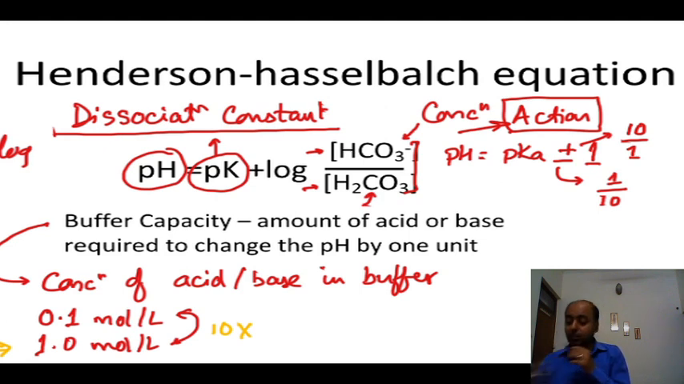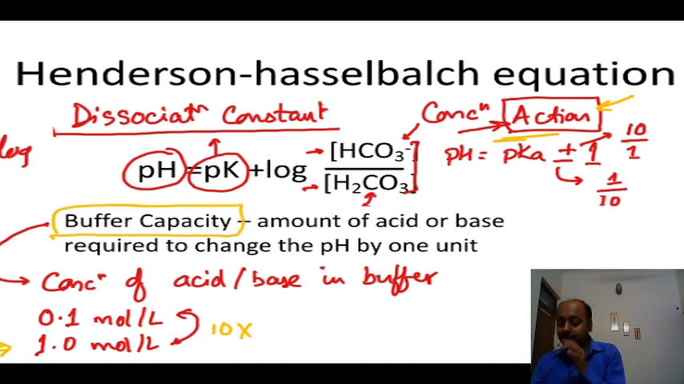Whether the buffering action will occur or not, it depends on the pH. So we have to know two things: whether a particular solution will be able to act as buffer, that's action. Okay, if it is able to act as buffer, whether it will be a good buffer or not, means does it have sufficient buffering capacity or not, that depends on concentration. So buffering action and buffering capacity, these are two different parameters which you have to keep in mind when we are talking about the chemical buffers.